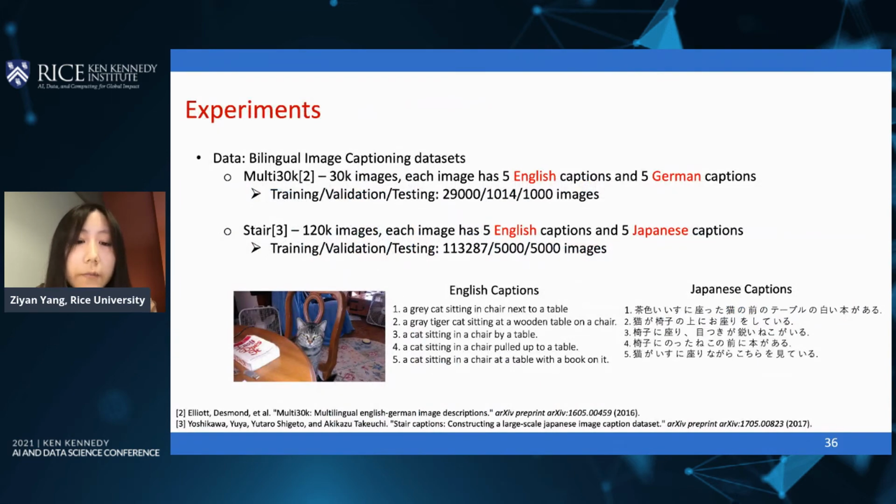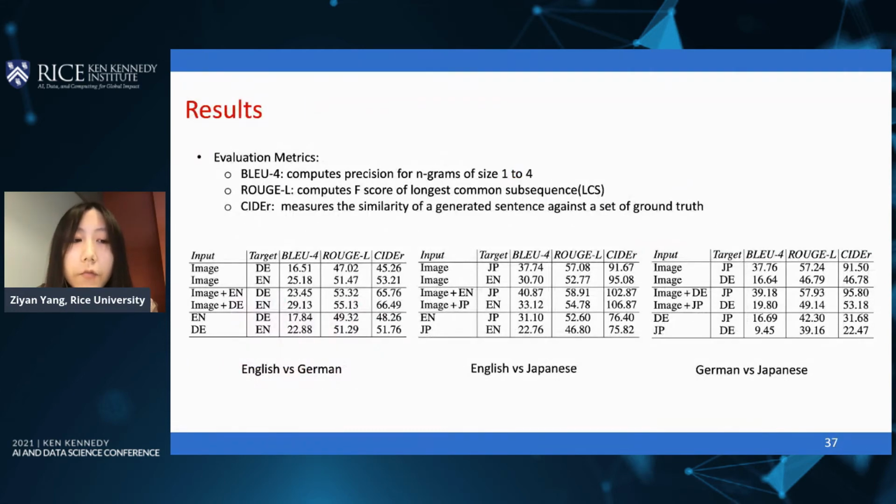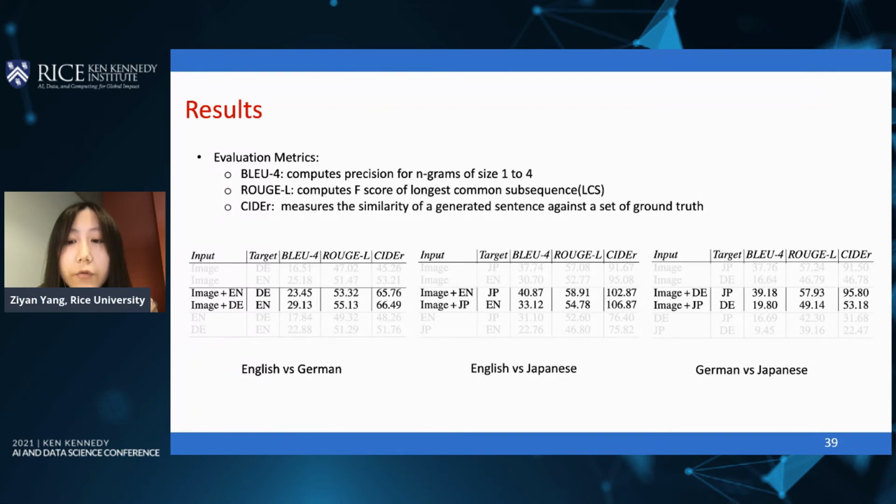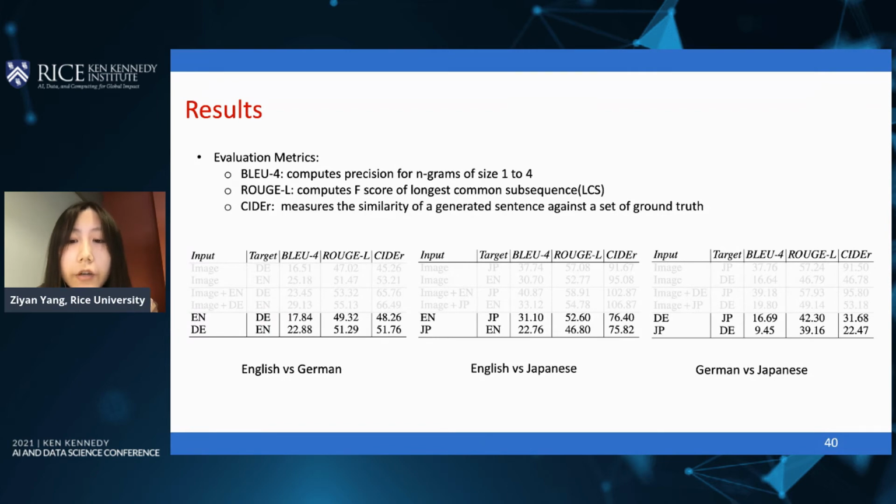To evaluate our method, we conduct experiments on two datasets. Both of them have images and multilingual captions. We use three widely used metrics to evaluate the performance of our method. In the first two rows, we show the baseline generated caption obtained only from images. The next two rows show the generated target captions from image and the source language. Finally, the last two rows show that without a useful image, how information can be transferred between languages.